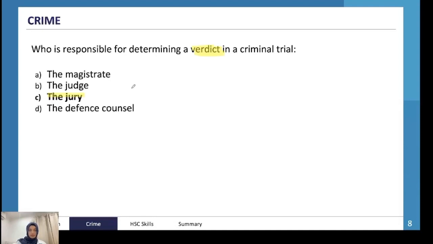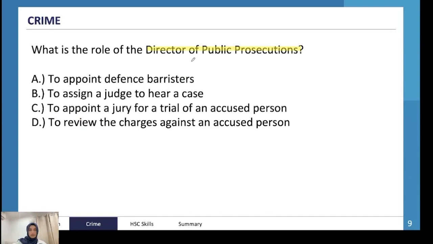Second question, what is the role of the DPP, the Director of Public Prosecutions? Is it A, to appoint defense barristers, B, to assign a judge to hear a case, C, to appoint a jury for a trial of an accused person, or D, to review the charges against an accused person? Have a think about where you've seen public prosecutions, the DPP, come up. Maybe you've read about the DPP in different cases. Think about which one would work best. The answer for this one is going to be D. They're going to review the charges against an accused person.